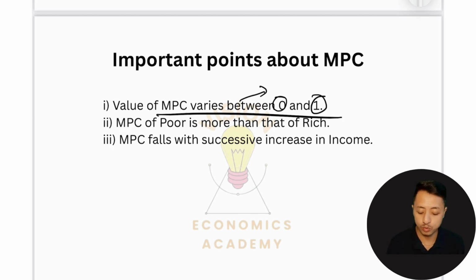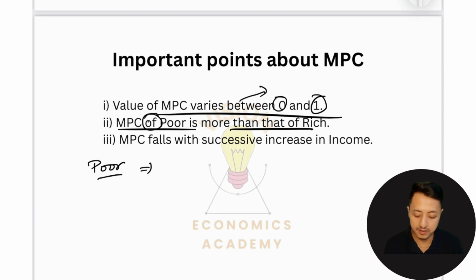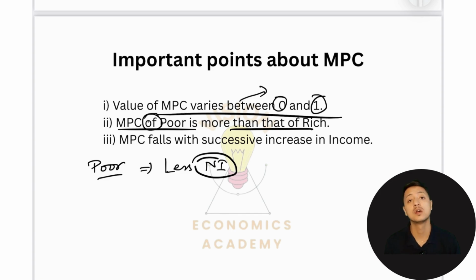Now, MPC of poor countries are more than that of the rich. Yes, because the poor countries will have lesser national income. So for the development purpose, for their day-to-day sustenance also, more portion of the national income has to be consumed. So for the poor, MPC will be higher.